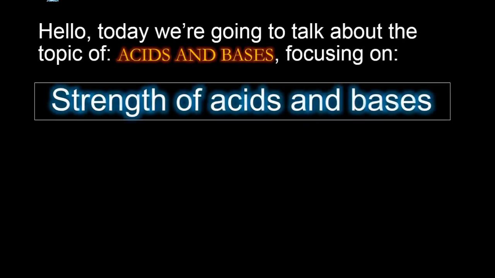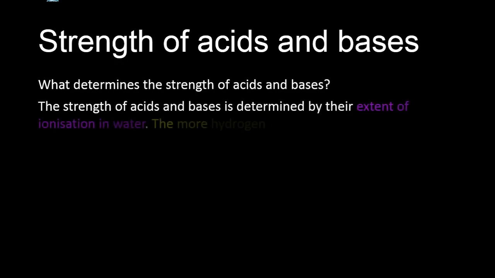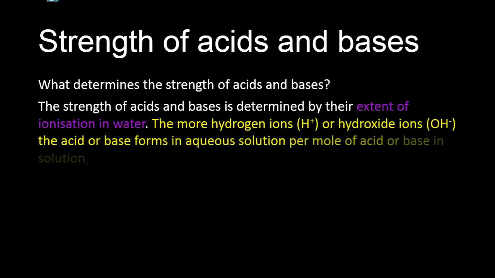Hello, today we are going to talk about the topic of acids and bases, focusing on the strength of acids and bases. What determines the strength of acids and bases? The strength of acids and bases is determined by the extent of ionization in water. The more hydrogen ions or hydroxide ions the acid or base forms in aqueous solution per mole of acid or base in solution, the stronger the acid or base.